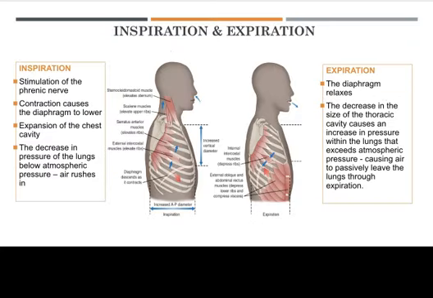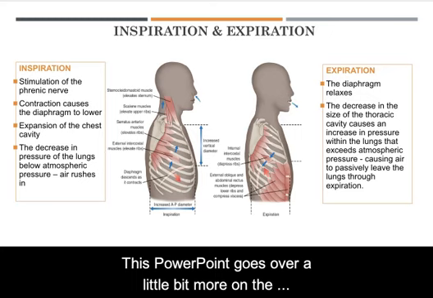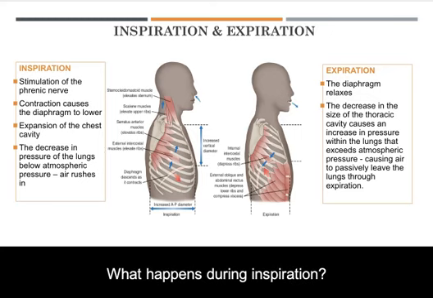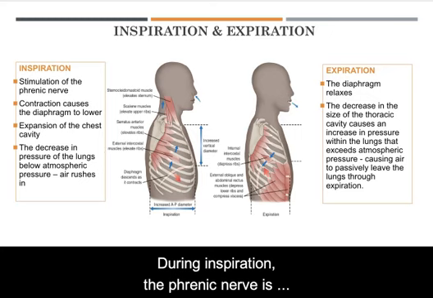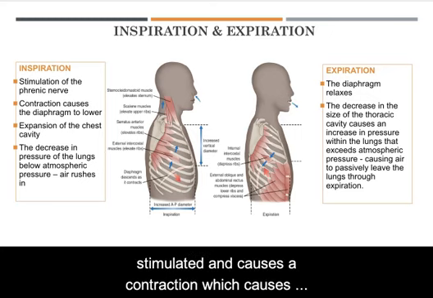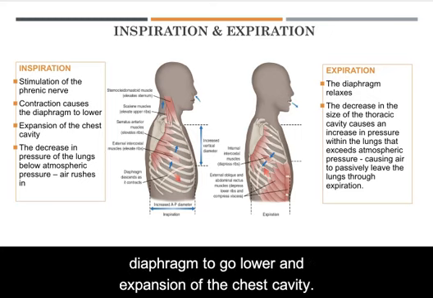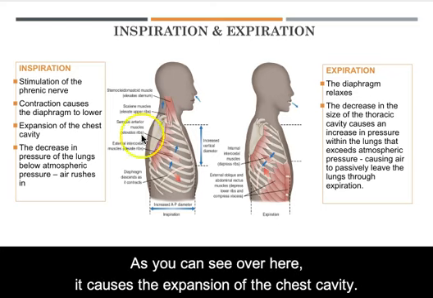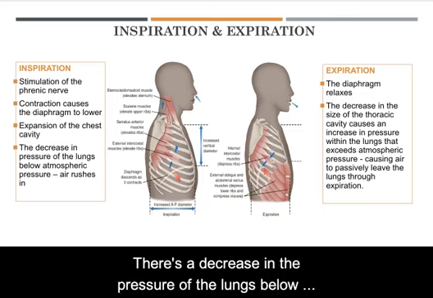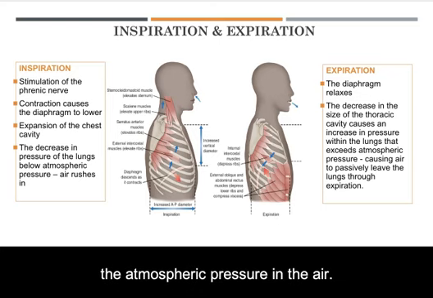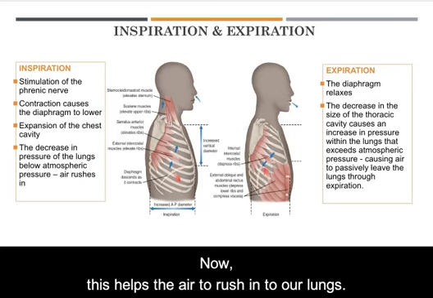Inspiration and expiration. This PowerPoint goes over a little bit more on the inspiration and expiration. What happens during inspiration? During inspiration, the phrenic nerve is stimulated and causes a contraction, which causes the diaphragm to go lower, and expansion of the chest cavity. As you can see over here, it causes the expansion of the chest cavity. There's a decrease in the pressure of the lungs below the atmospheric pressure in the air. Now this helps the air to rush into our lungs.